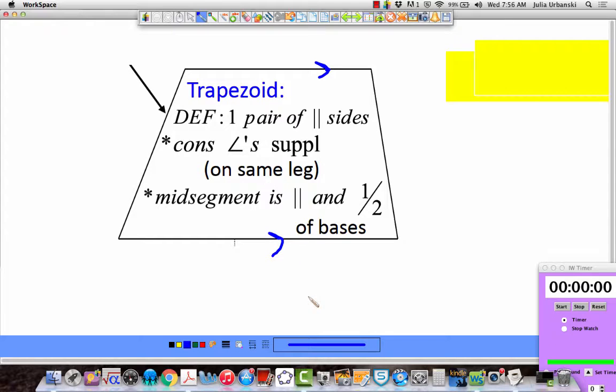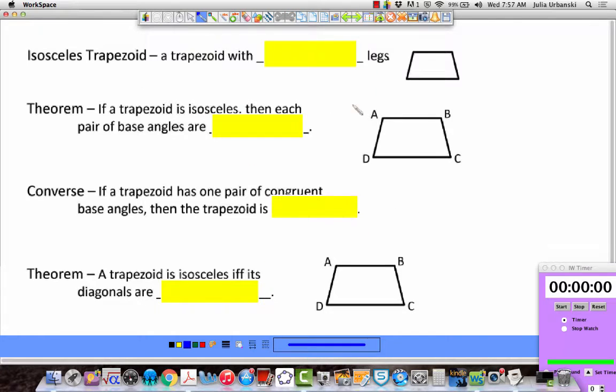Okay, that's for all trapezoids. But then there's a special kind of trapezoid as well. Anybody still ready? All right, then let's look at this kind, isosceles, just like triangles. What do you think an isosceles trapezoid is going to have?